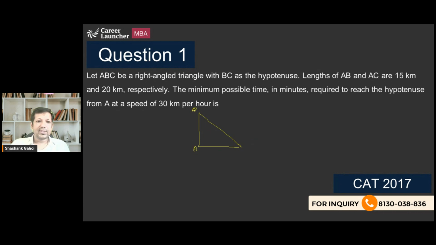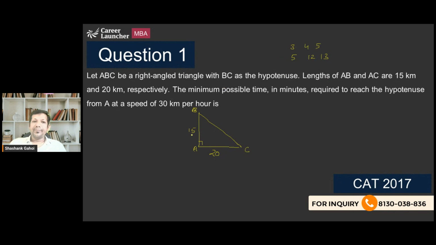So this is A, this is B, this is C, and the length of AB is 15, AC is 20. So basically, all of us know that if I'm talking about a right angle triangle, then the Pythagorean triplet should be applicable. The standard Pythagorean triplet is 3, 4, 5, right? Then we have 5, 12, 13. These kinds of Pythagorean triplets, I think everyone remembers.